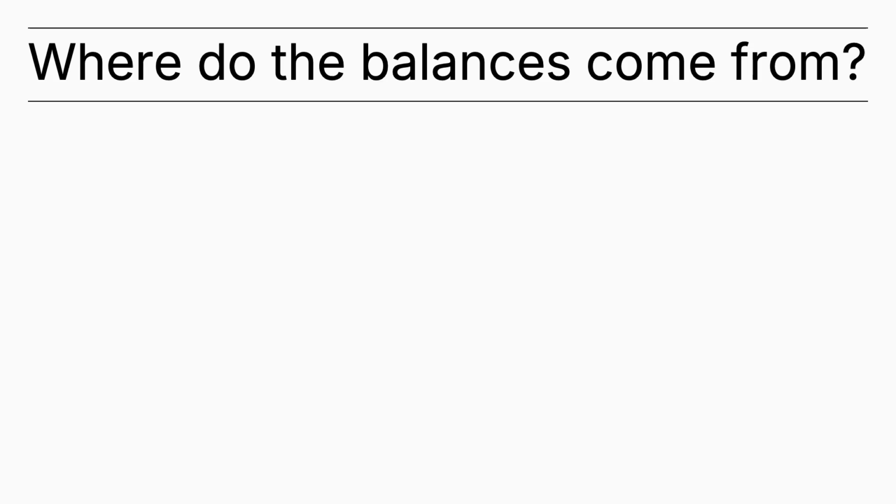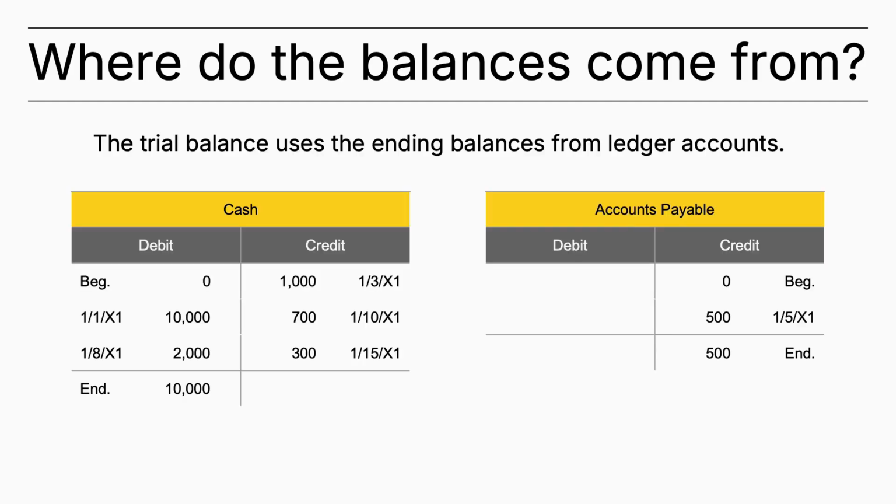The trial balance doesn't create any new information. Instead, it uses the ending balances that already exist in the ledger accounts. Remember, after posting transactions to the ledger, each account will have an ending balance. Based on the examples from the previous videos, cash should have an ending balance of 10,000 and accounts payable 500. These balances are then transferred to the trial balance and organized into debit and credit columns. So, if someone asks you where the numbers in the trial balance come from, the answer is simple. They come from the ending balances of the ledger accounts.